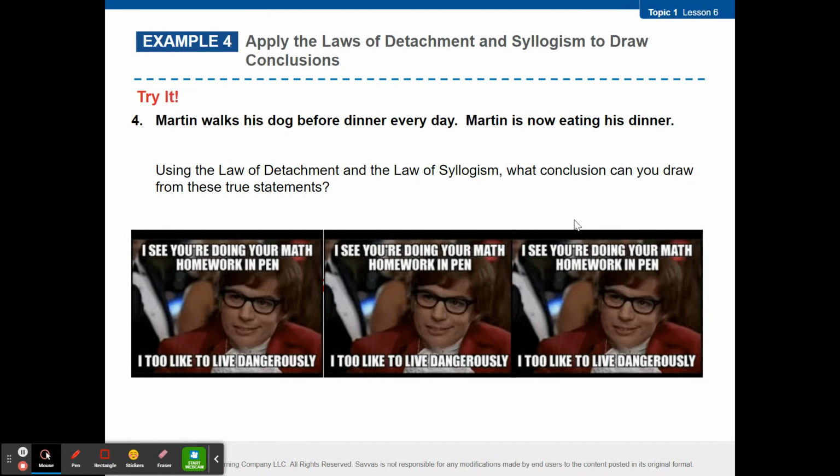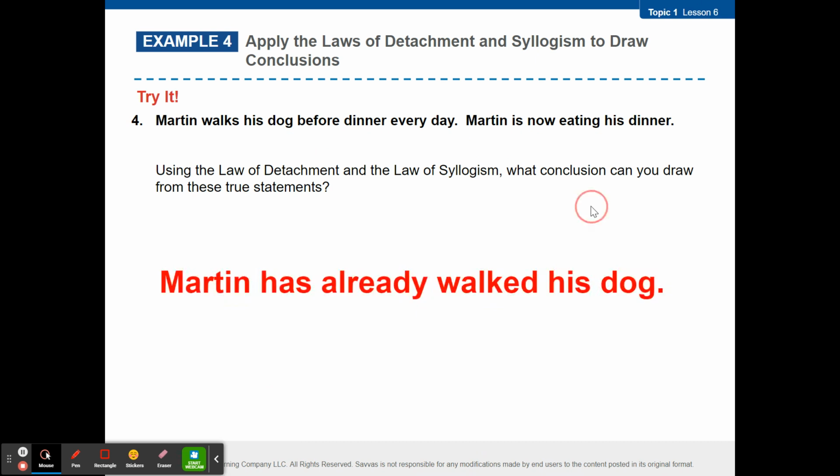All right, I'm guessing we have a conclusion for this. Someone tell me, what is the conclusion, Evan? Yeah, Martin already walked his dog. If he's eating dinner, he already walked his dog, right? All right, questions on this?